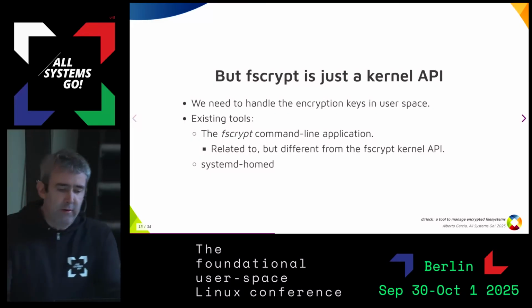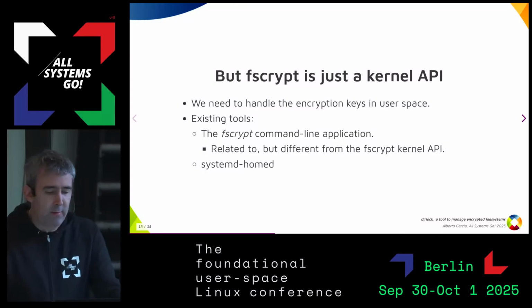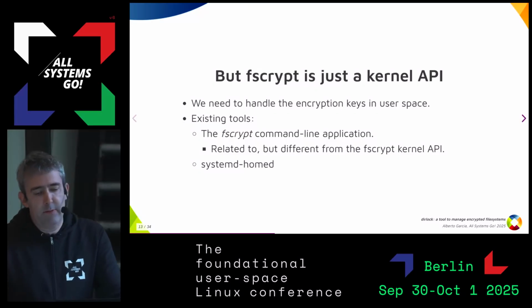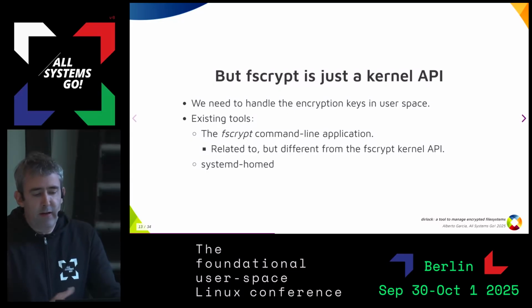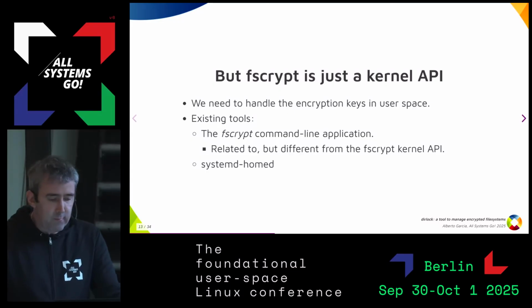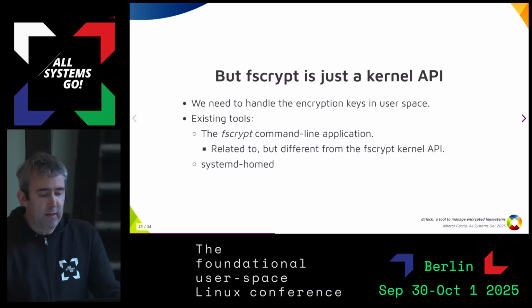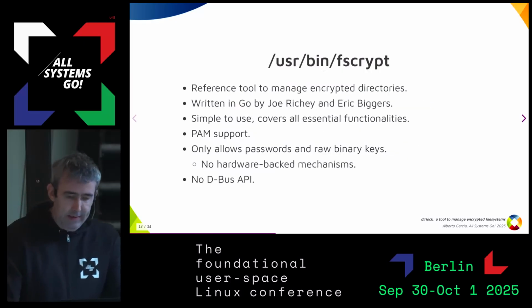So there are some tools to do it. One of them is the command line application called fscrypt, which is a bit confusing because it has the same name as the kernel API, but it's really a different project. So you can use the kernel API without using this tool or any of the file formats or anything that this tool is using. An example of that is systemd, that I'm going to talk about in a minute.